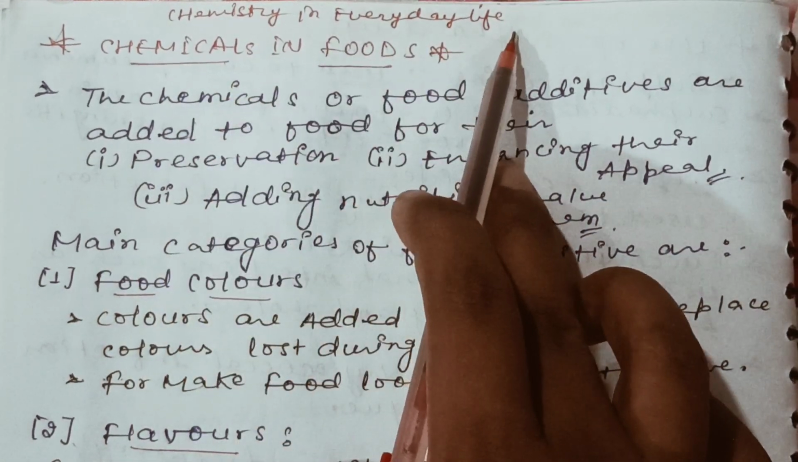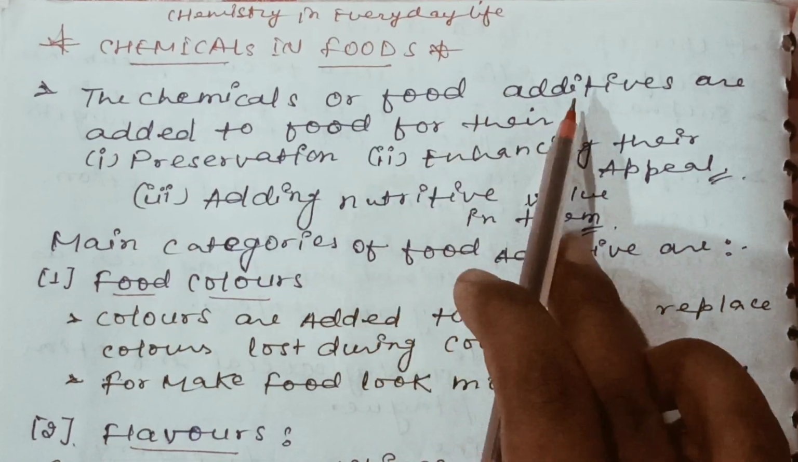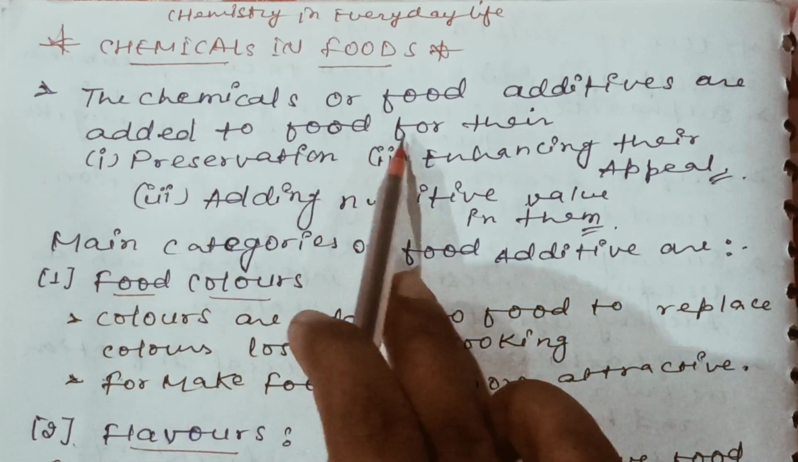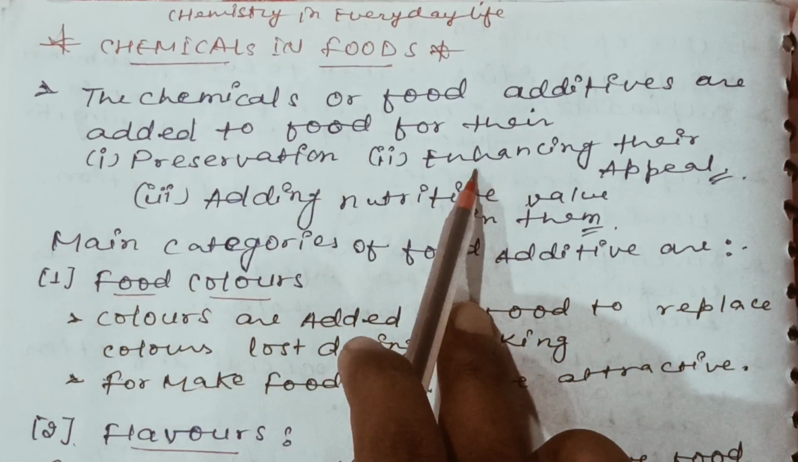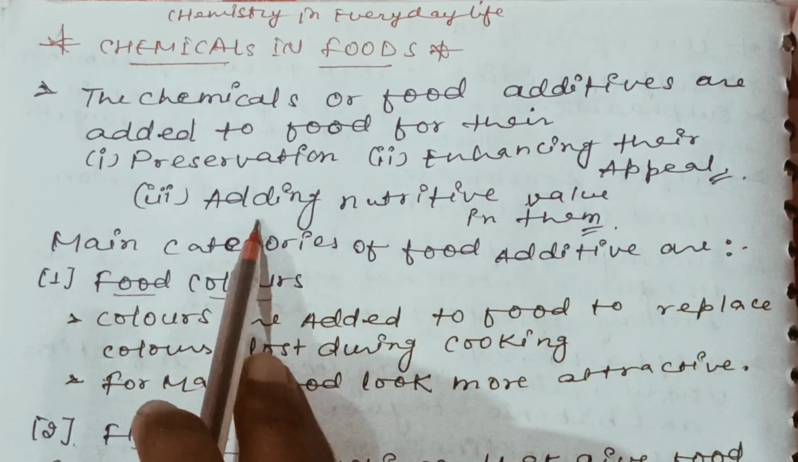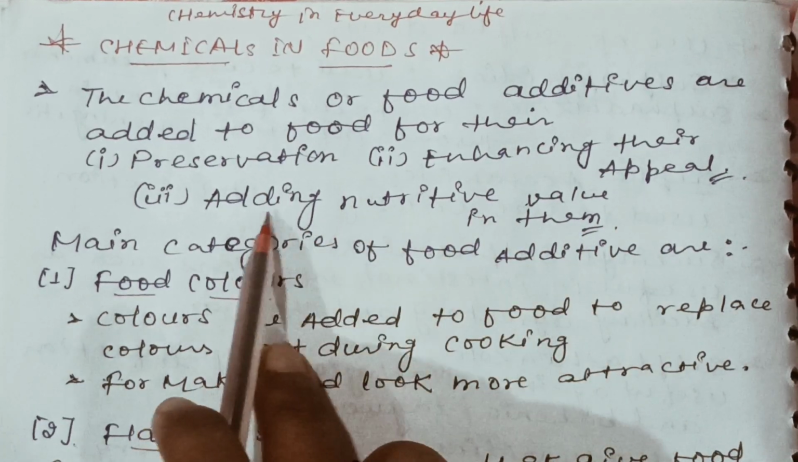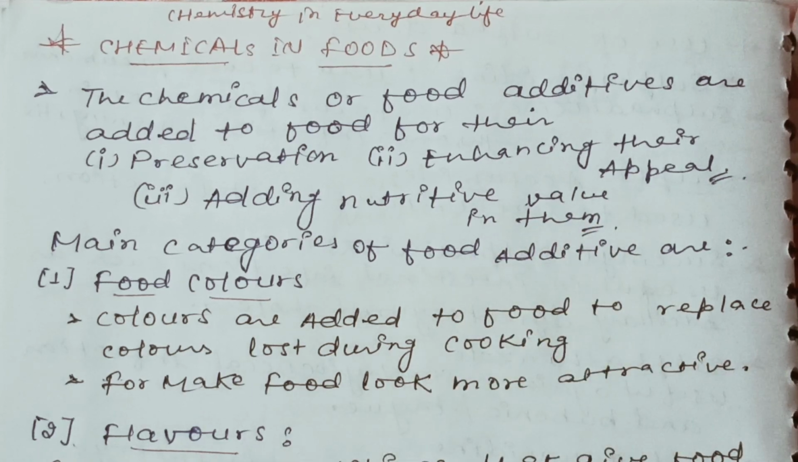Chemistry in everyday life: chemicals in foods. Food additives are added to food for their preservation, enhancing their appeal, and adding nutritive value in them.